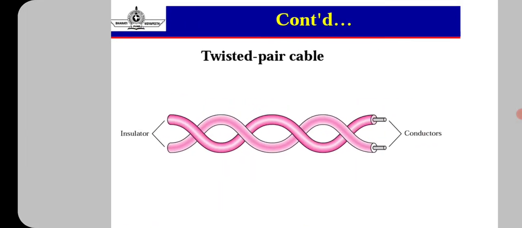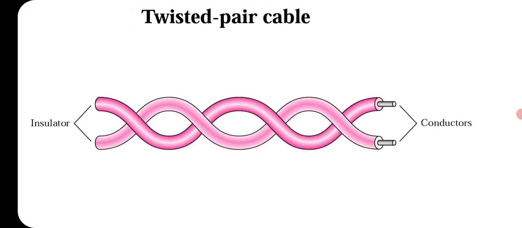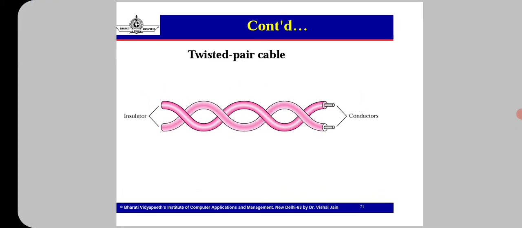This is the diagram of twisted pair cables. In twisted pair cables, two wires are twisted to form a single component. The inner core material used in twisted pair cables are called conductors or copper wires. Generally they are insulated with some insulating material like plastic.